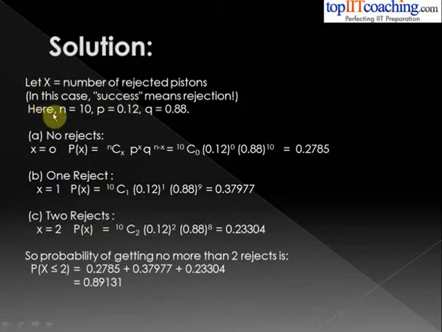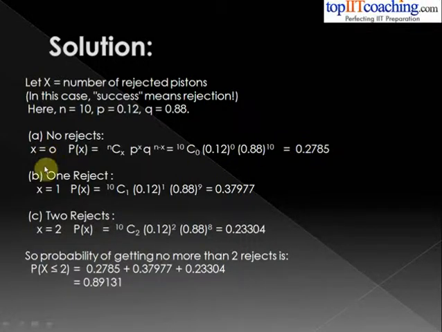Now you're given that n is equal to 10 as we have got 10 trials. P would be equal to 0.12 as 12% of the pistons are rejected. Q would be equal to 0.88. Now let us say that it has got no rejects. So x would be equal to 0 and thus P of x would be equal to nCx into P to the power of x into Q to the power of n minus x. Now we see that x is equal to 0 here. So this would be equal to 10C0 into 0.12 to the power of 0 into 0.88 to the power of 10. This would be equal to 0.2785.